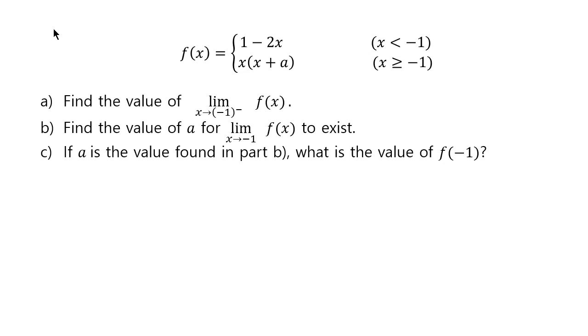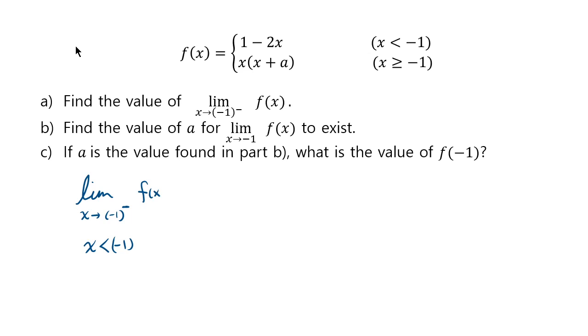Suppose we have this piecewise function and you're asked to evaluate this one-sided limit. Well, first of all, when you look at this one-sided limit, x is taken to -1, and the minus means it's approaching from the left, which means your x value is less than -1.